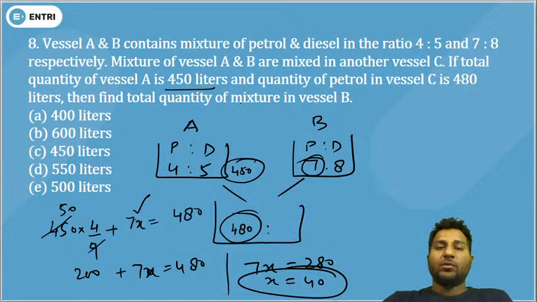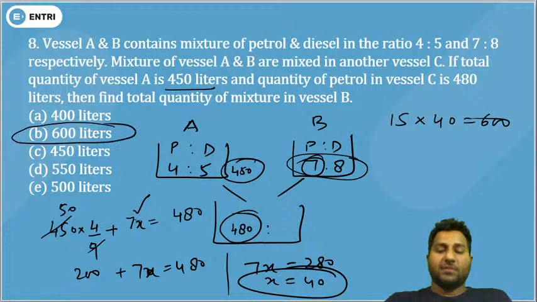Now find the total quantity of mixture in the vessel. So total quantity is worth 15. 15 into 40 is 600 as the correct answer. Yes, whoever does this question first is very, very good. Spot on. Shall we move to the next question?